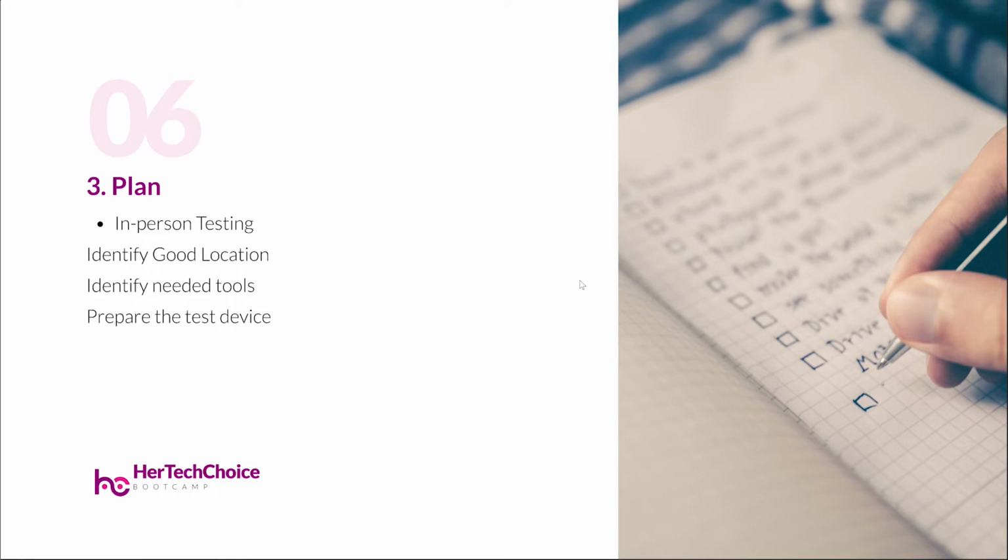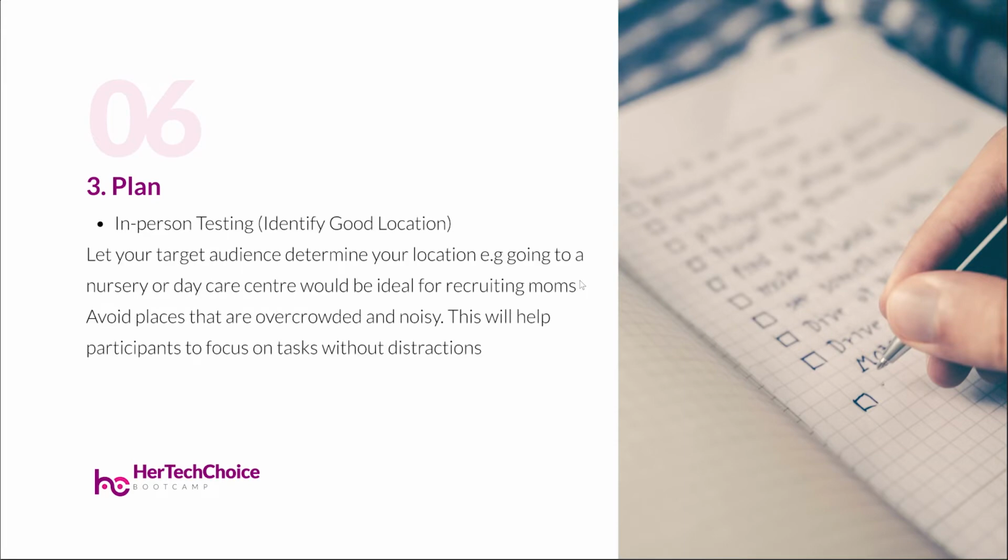For in-person testing, you have to identify good locations for the test activity. You identify the needed tools for the test and prepare the test device. For identifying a good location, let your target audience determine your location. For example, going to a nursery or a daycare center would be ideal for recruiting moms. Avoid places that are crowded and noisy. This will help participants to focus on the tasks without distractions.